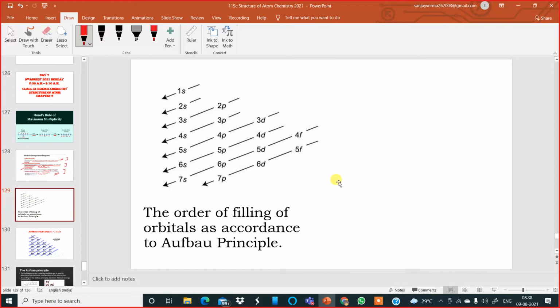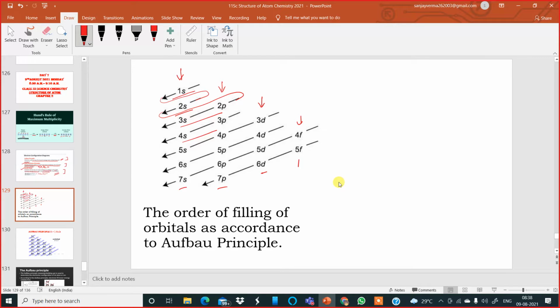Now, this is one easier method to remember the order of filling of orbitals according to the Aufbau principle. See, all the s orbitals are written this way: 1s to 7s. Then after that, 2p to 7p, then 3d to 6d, then 4f to 5f. Now see, it is crossed this way. You can have a look. So it is going this way, entering this way.